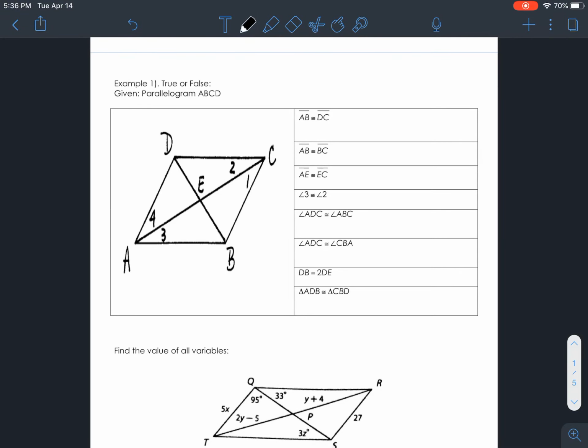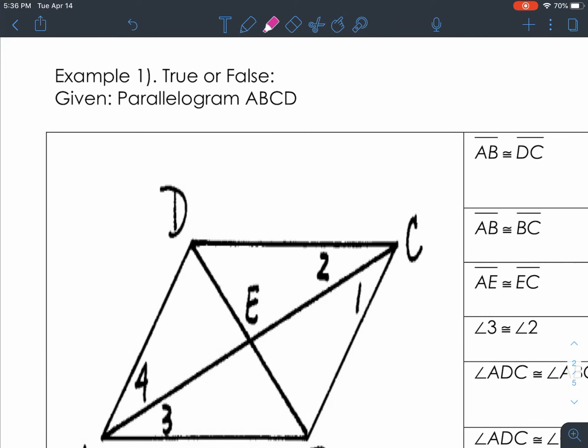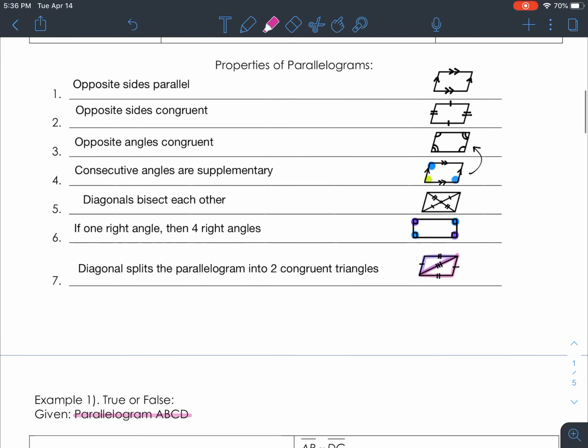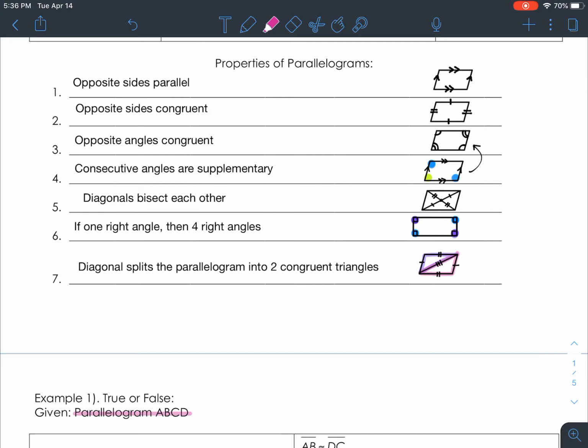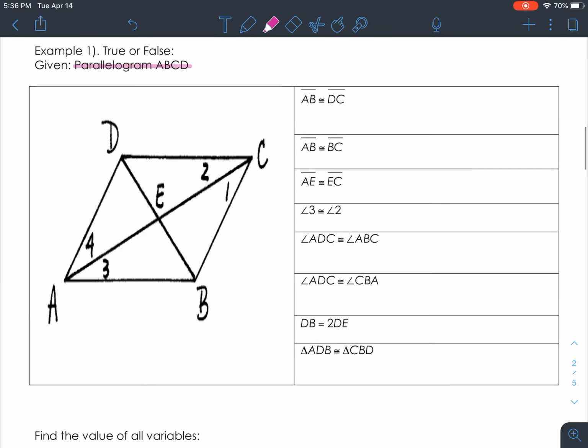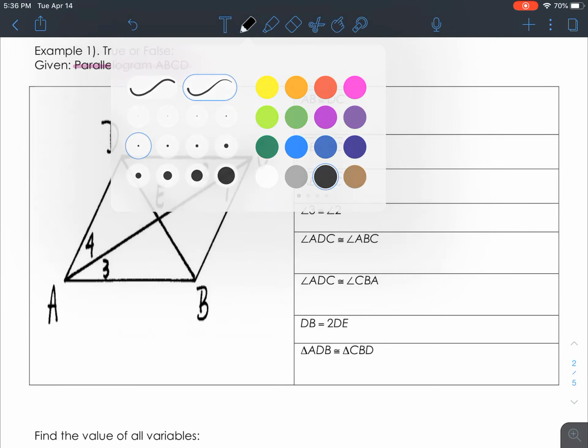Okay, so we're going to go to example 1, and all we have to do is just say, is it true or false, okay? Now, very important, right here, we are given that it's a parallelogram, which means that the 7 properties that we just discussed up top are true about this parallelogram. So all we have to say is true or false. All right, so let's start with the first one.